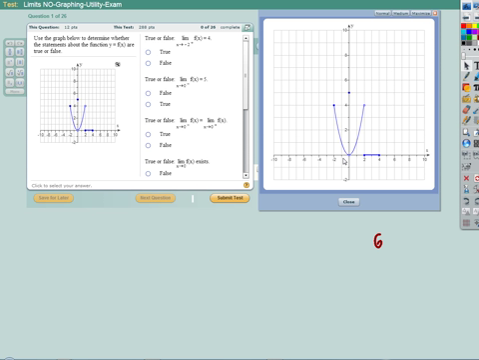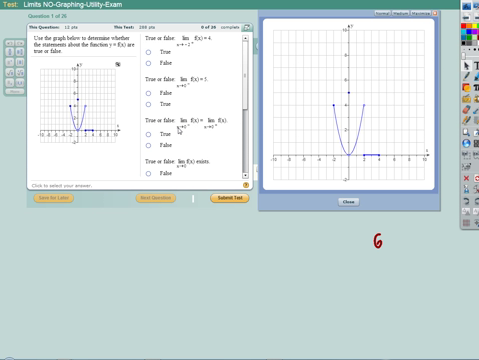Okay, next one. The limit of f of x as x approaches 1 from the left equals the limit of f of x as x approaches 1 from the right. No, I meant 0. I'm sorry. I meant 0. Let me say that again. I didn't get a lot of sleep last night. I'm a little goofy here.